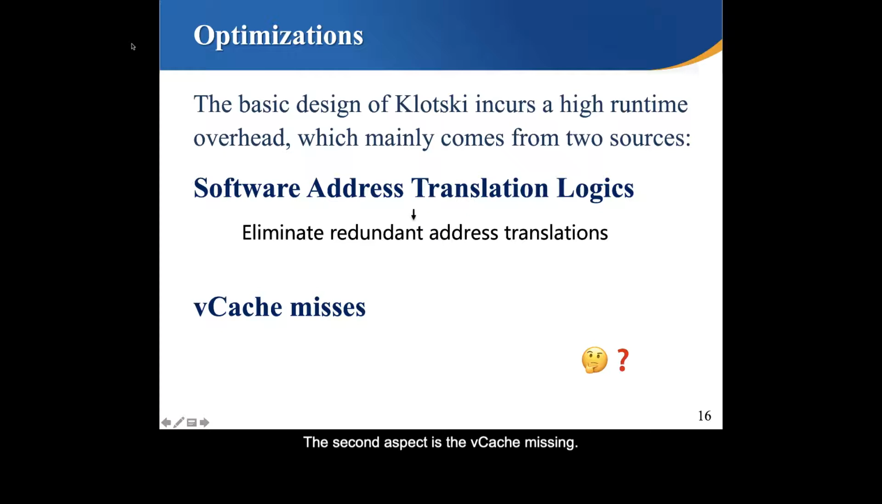The second aspect is the vcache missing. However, we cannot prohibit the missing because of our vcache replacement algorithm. What we can do is to avoid thrashing. Next, from these 2 aspects, I will introduce several technologies about how we optimize Closkye with a few examples.